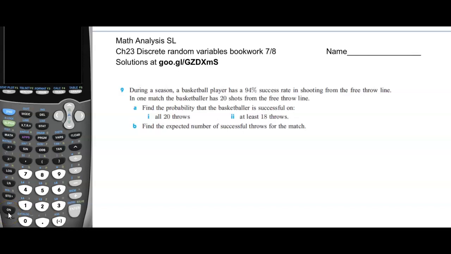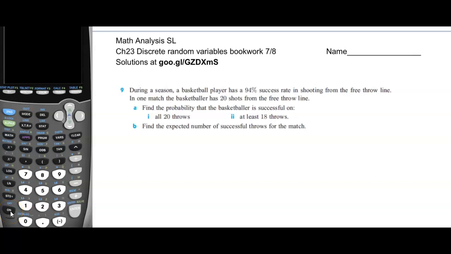Discrete random variables, page 7. Number 9. During a season, a basketball player has a 94% success rate in shooting from the free throw line. In one match, the basketballer has 20 shots from the free throw line. Find the probability that the basketballer is successful on all 20 throws, at least 18 free throws, etc.